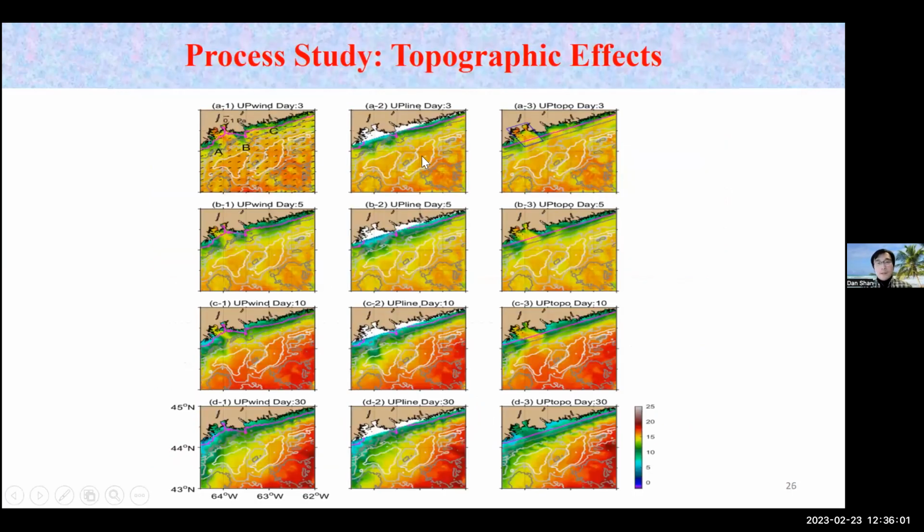So again, this snapshot shows the model simulation for the three cases from day 3 to day 30, and then you can make a detailed comparison. As you can see clearly in the middle panel, the cold upwelling filament can freely propagate from northeast to southwest. And we didn't see that in the other two cases, on the left and on the right.